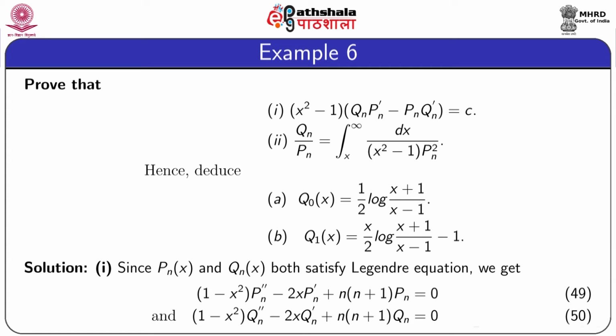Let us see the solution of the first part, which is (x² - 1)(Q_n P'_n - P_n Q'_n) = c, which is a constant. Since P_n(x) and Q_n(x) both satisfy Legendre's equation, we will get equation 49 and equation 50, which is (1 - x²) P''_n - 2x P'_n + n(n+1) P_n = 0, and likewise with Q_n, which is given in equation number 50.